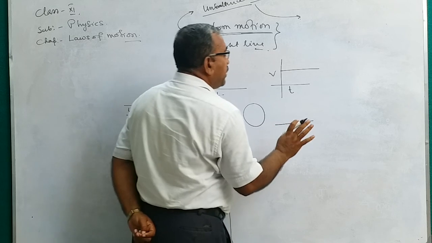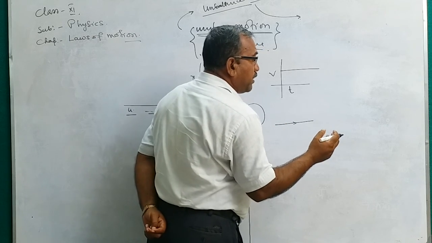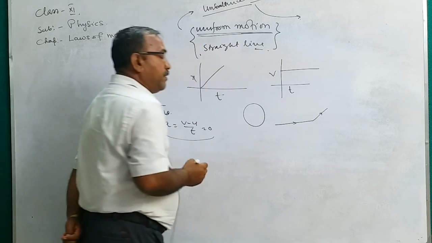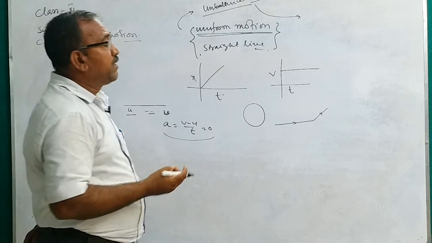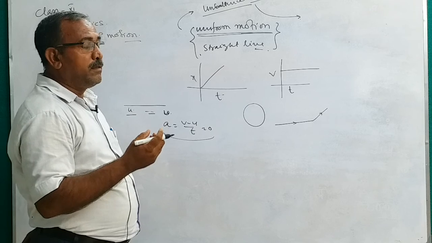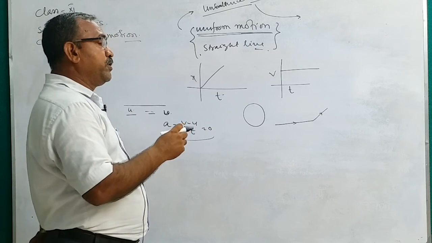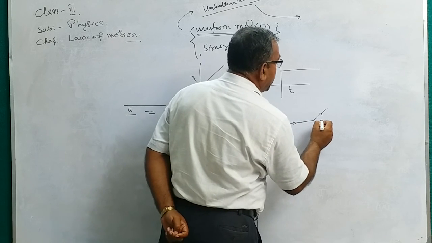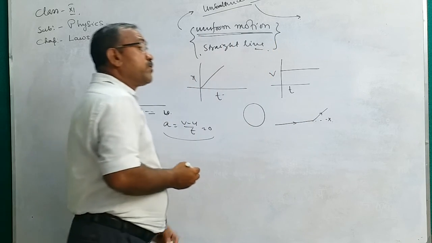Suddenly, if you try to change its velocity, that means it creates some acceleration or retardation. That means at that time the direction of the motion will be changed. It will not move in this direction, it will not be a straight line.